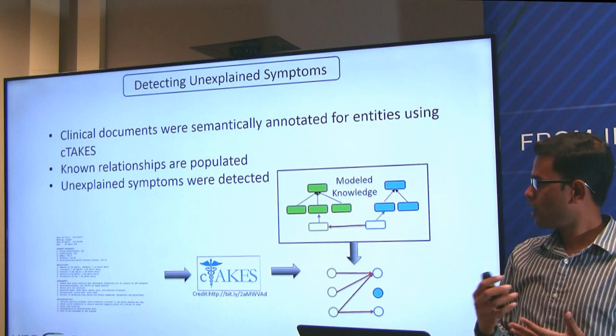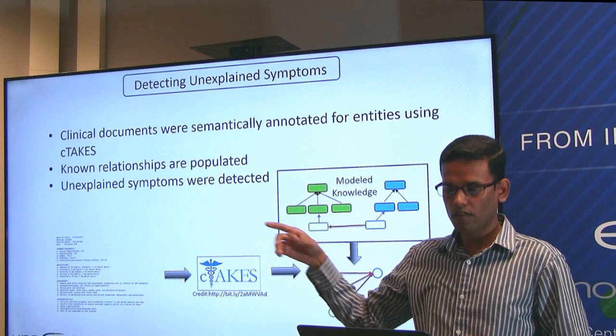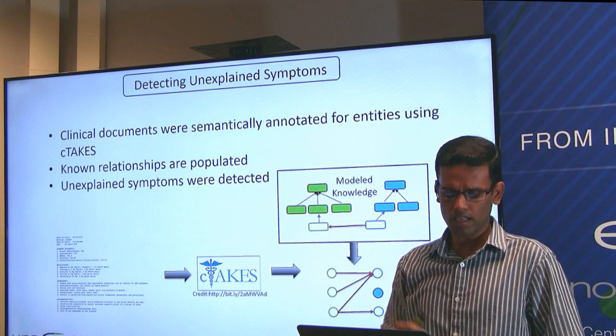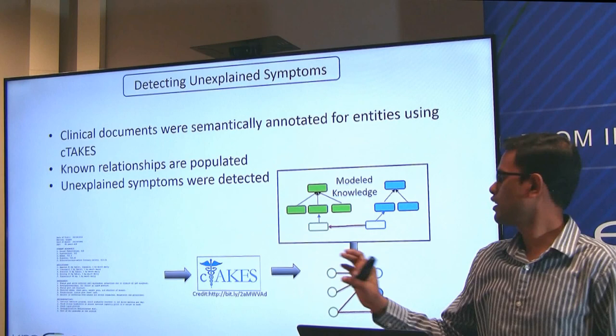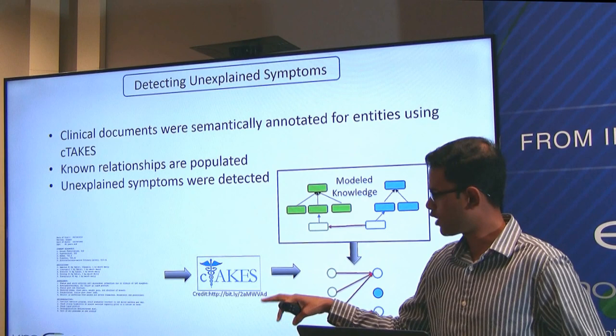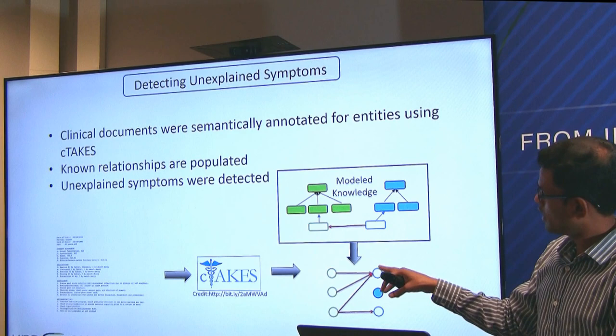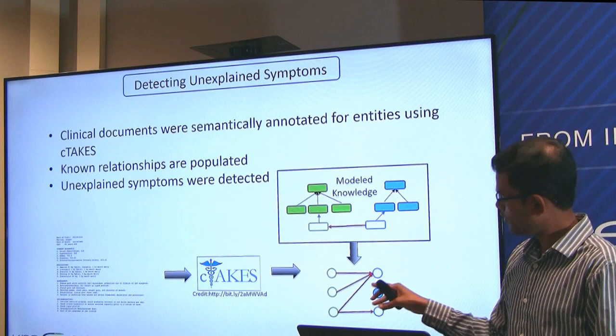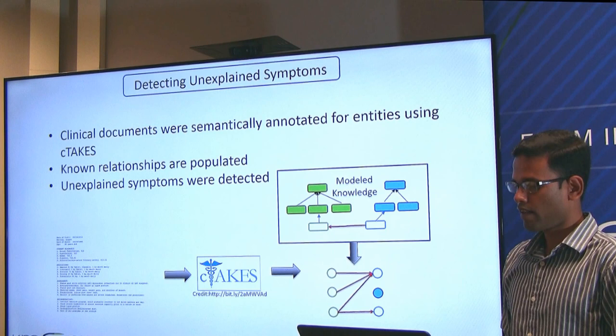Now, the idea is, how do we find out the relationships that we don't know? This is done in a data-driven manner. So we get the clinical documents and annotate them for entities, because you need to find the entities first, right? We use cTAKES, which is an industry-used annotation tool for clinical records. And then once I identify these entities, I can use my available knowledge to establish the relationships. But I will find that some of those things I don't know. So these are the things that I will go after to find out which of those three things they are related to.